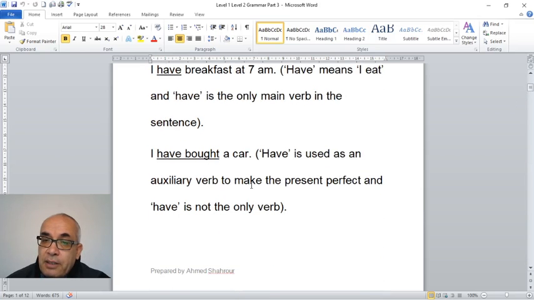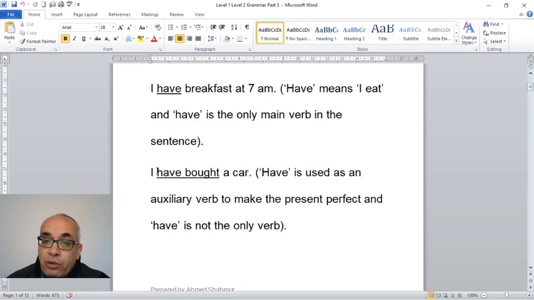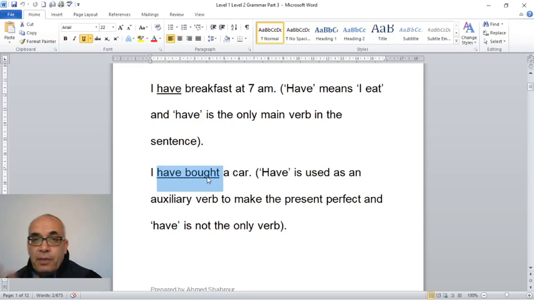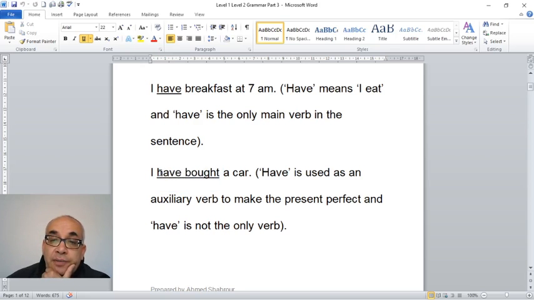But if you look at this sentence, I have bought. We have 2 verbs, and this is what we call a present perfect. Have bought is a present perfect. Present perfect has 2 words or 2 verbs. The first verb is auxiliary, and the second verb is the main verb. So have is used as an auxiliary verb to make present perfect, and have is not the only verb.